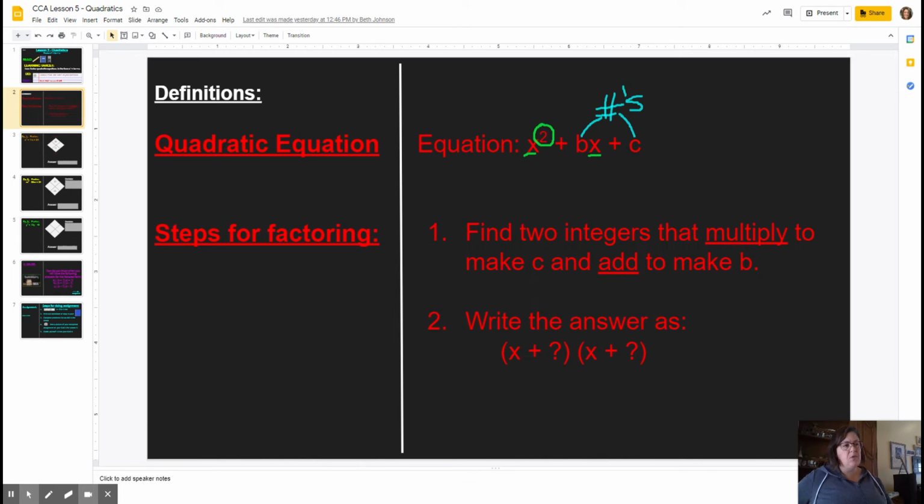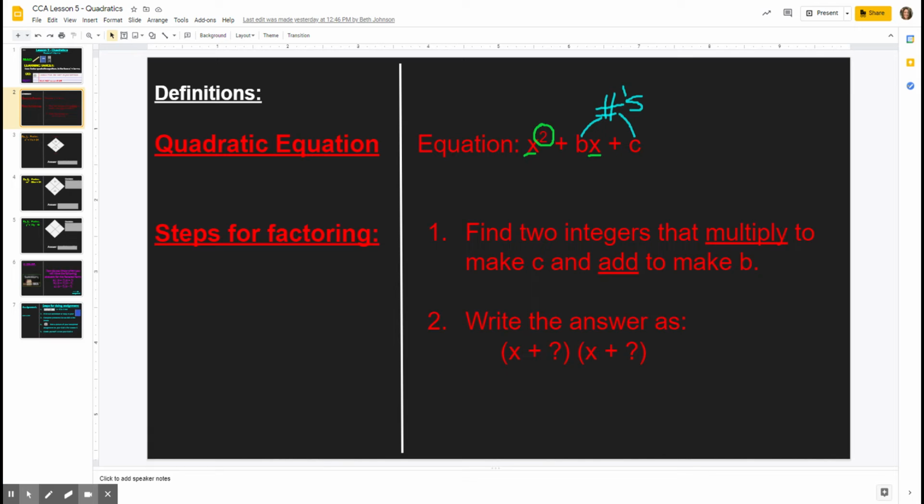Now, here are the steps for factoring quadratics. The first thing that you're going to do is find two integers that multiply to make c. So find two numbers that multiply to make whatever c is and add up to whatever b is. So take a moment to write that down. Find two integers that multiply to make c and add to b.